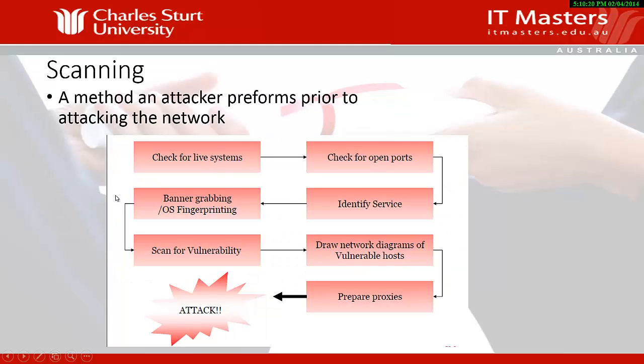Then they will try to scan their targets to check if they have any live system, to check if they can verify the information that they found in the previous pass. So if they can get banner grabbing, fingerprinting, they will then try to scan for vulnerabilities to see if the target has an open port, and if possible to identify a service, if possible to draw the network and prepare proxies to attack.